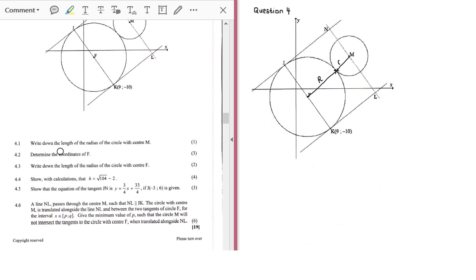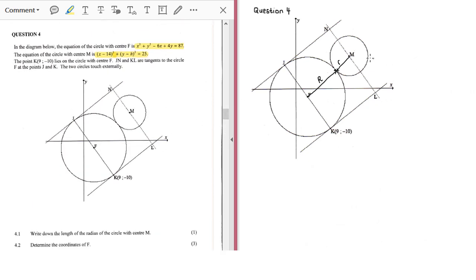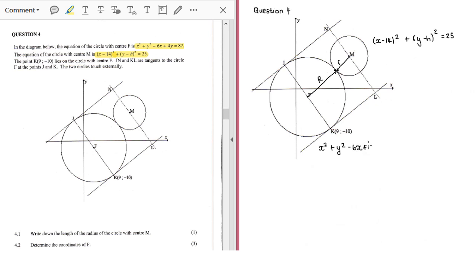Question 4.1 says write down the length of the radius of the circle with center N. Okay, so let's just note the equations over here. This equation is (x − 14)² + (y − h)² = 25. That's the equation of this circle centered at M, and then the equation of this larger circle is given as x² + y² − 6x + 4y = 87.